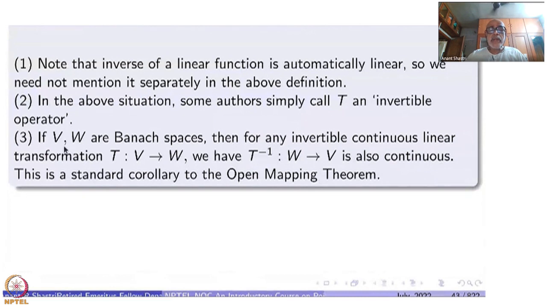If V and W are Banach spaces, then for any invertible continuous linear transformation T from V to W, automatically T inverse will be continuous. Remember, invertible for me does not mean that it is continuous, so I want to be careful. Invertible operator, by convention, means the inverse is also continuous. A linear map may have an inverse that is not continuous. That's why I am making this caution. But if V and W are Banach spaces, no problem: automatically the inverse will be continuous.